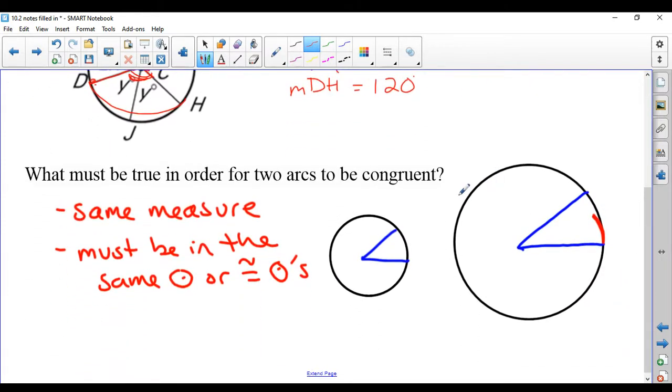In order for two arcs to be congruent, two things have to be true. They have to have the same measure, remember that's the number of degrees, and they must be in the same circle or congruent circles. If we look at these diagrams here, this could be a 30-degree arc in this circle and a 30-degree arc in that circle, but because the radius of this circle is so much bigger, these are not congruent arcs. Congruent figures have to have the same size and shape. We should be able to pick this arc up and make it exactly fall on top of this one. That won't happen if the radius is different. So same circle or congruent circles, which means they have the same radius.